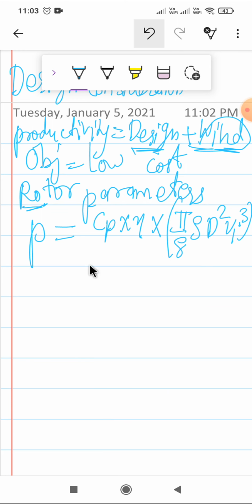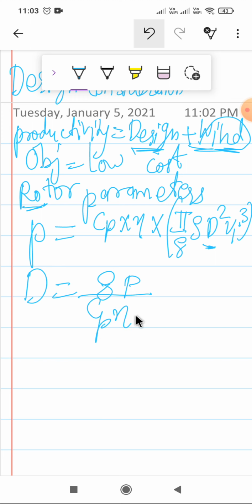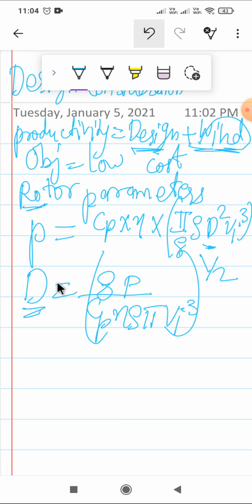Now we are interested in finding the diameter d. So we'll make diameter d the subject. So diameter d will be equal to 8P divided by Cp eta rho pi Vi cube, raised to 1 by 2. So this is the diameter of the rotor.